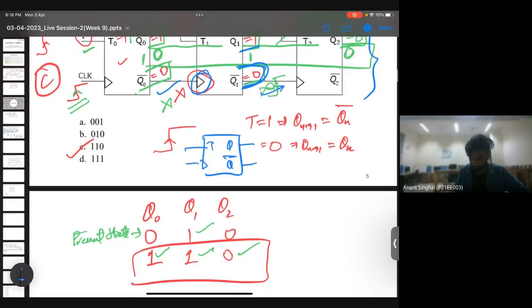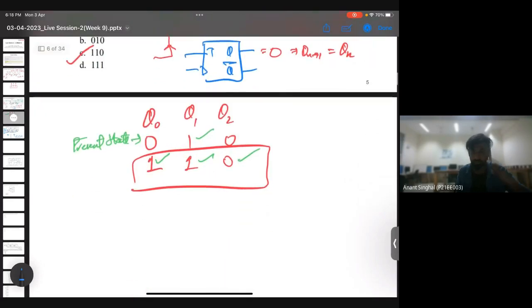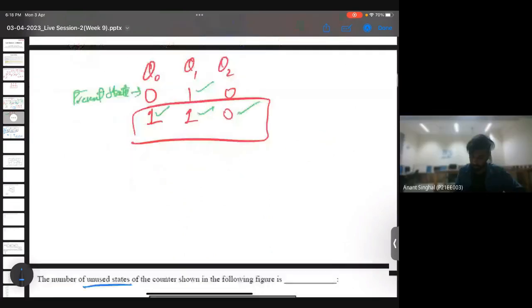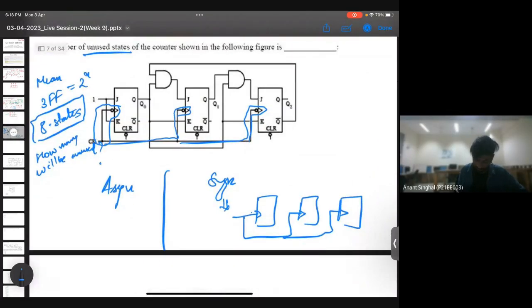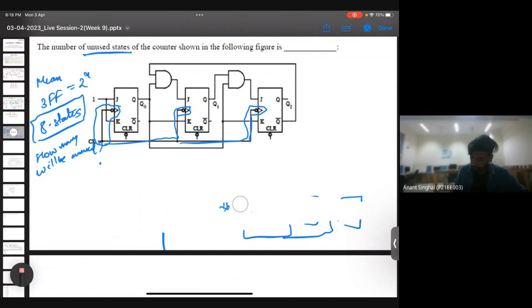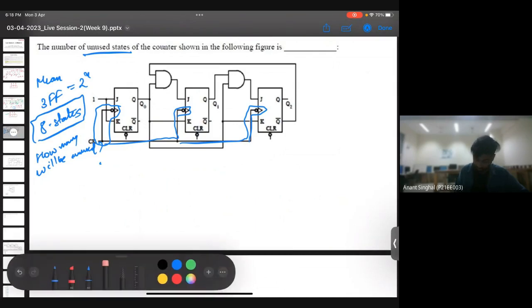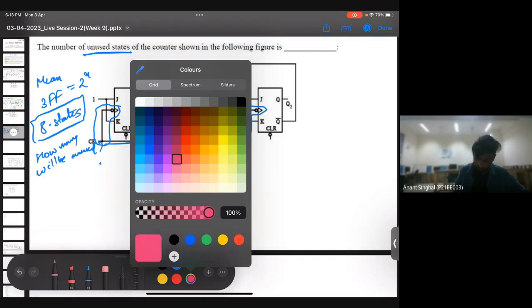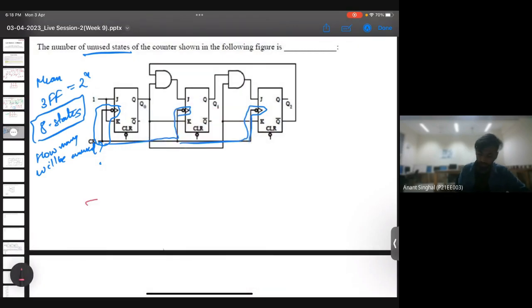Jagannath, is it clear? Okay, so let's try to do this problem. Since it is a synchronous circuit, we'll just write the expressions. Let's mark the flip-flops as 0, 1, and 2. For the 0th flip-flop, J0 and K0 both are 1. This means toggle, so Q0 next will be Qn bar. Is it fine?